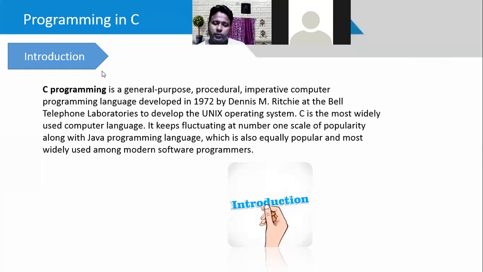So all the programming languages like Java, C++, Python, and C sharp come from the C programming language. So C is called the mother of all languages. And it is a widely used programming language in the software industry.